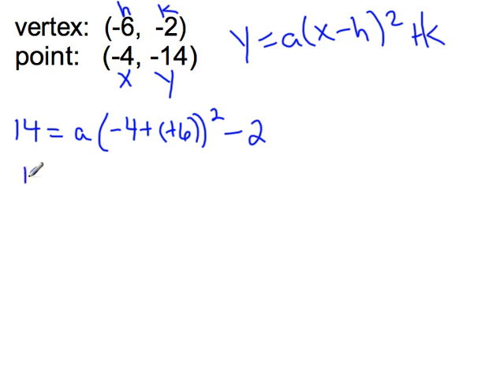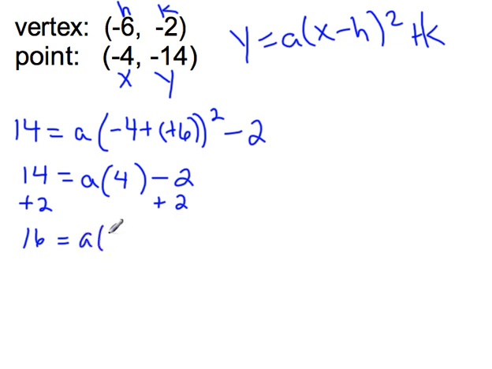Now let's work this out. 14 equals a times negative 4 plus 6 is 2. 2 squared is 4. And then we bring down the minus 2. Now if I want to solve, I would have to add 2 to both sides. 16 equals a times 4. Now to get a by itself, we would divide by 4. So a ends up being 4. Okay? Now, I found out what a is.